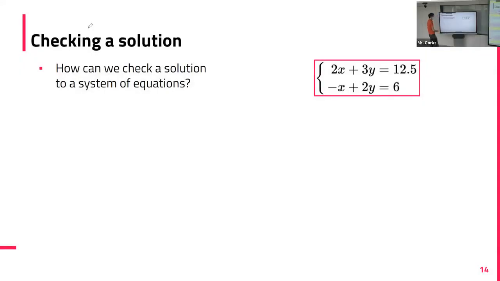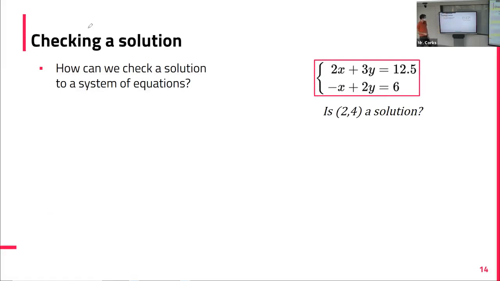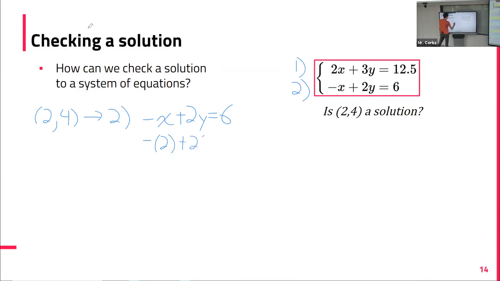All right, so we'll actually do that here. This point 2, 4, is this a solution? We'll label these equation 1, equation 2. So take our point 2, 4 into equation 2. Write it out very thoroughly for the first one. Substitute in our values, 2 plus 2, 4, 6. Okay, yes, both sides equal 6.